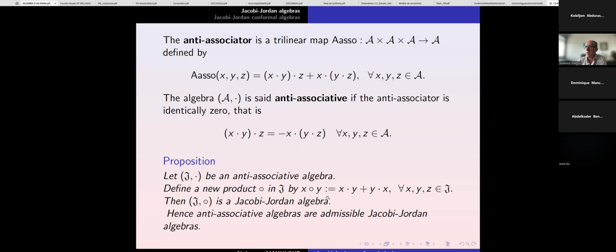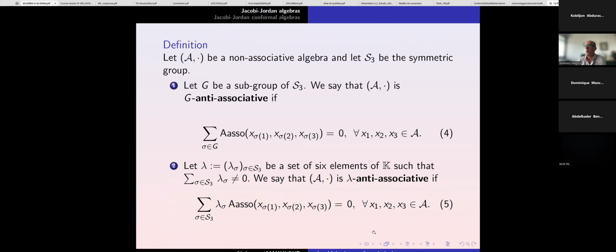As a first observation, if you have an anti-associative algebra, that is an algebra satisfying this condition, and you take the plus commutator or the anti-commutator defined in this way, then G with this circle multiplication is a Jacobi-Jordan algebra. Then we can say that all anti-associative algebras are Jacobi-Jordan admissible algebras.